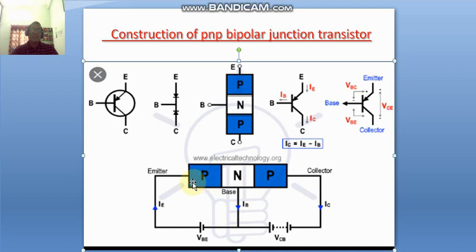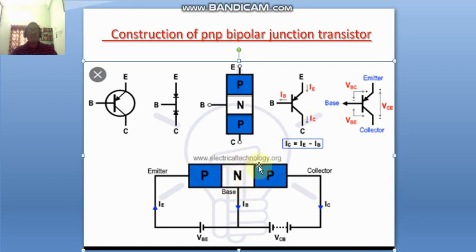These electrons are attracted towards this VBC. Similarly, in the collector region also the minority charge carriers are electrons. These electrons are repelled by this one, so leakage current is passing in this direction, forward current is passing in this direction. The total current is equal to the sum of the current due to majority charge carriers plus the current due to minority charge carriers.